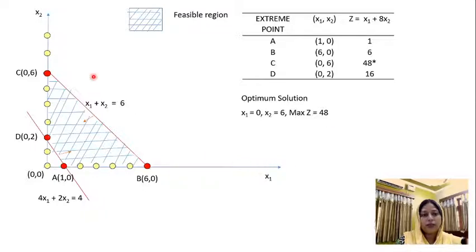So this is my x1 axis, this is my x2 axis, and it is immaterial whether you plot x1 here or you plot x2 here, that hardly matters, but you need to be particular about your coordinates. So let us move to another example.